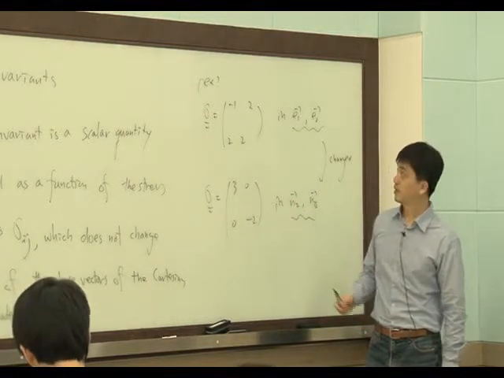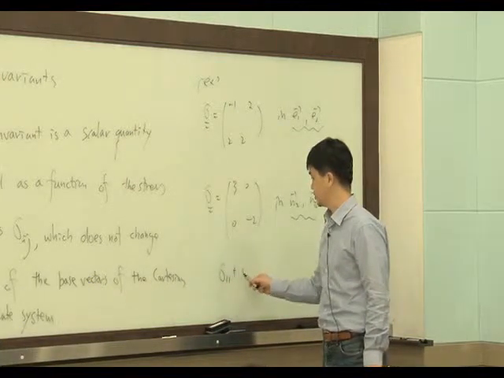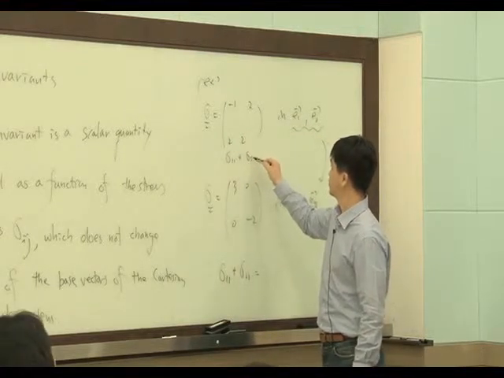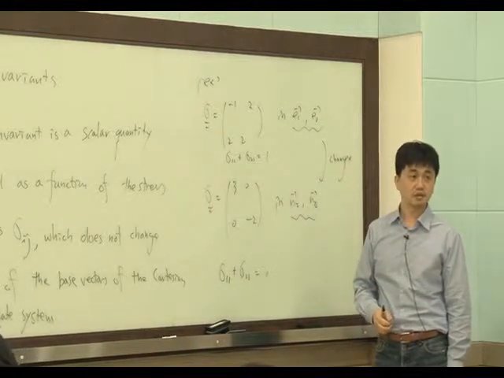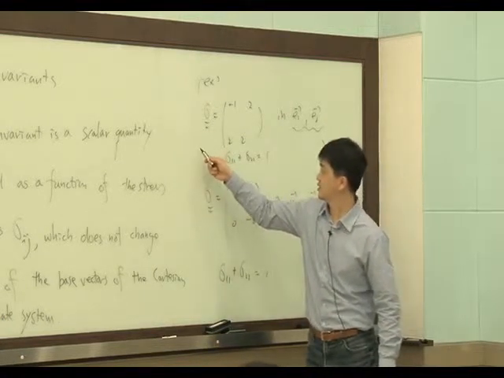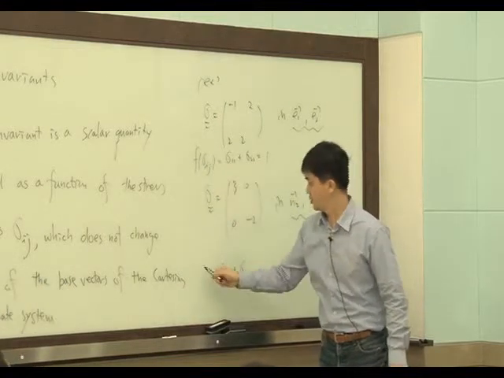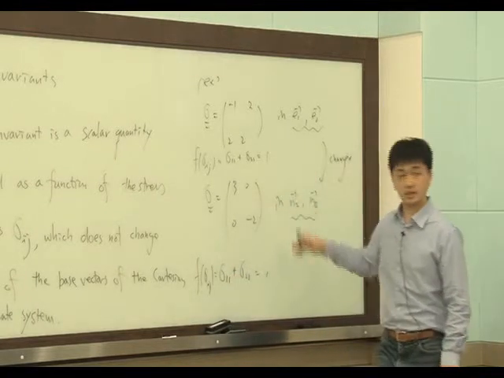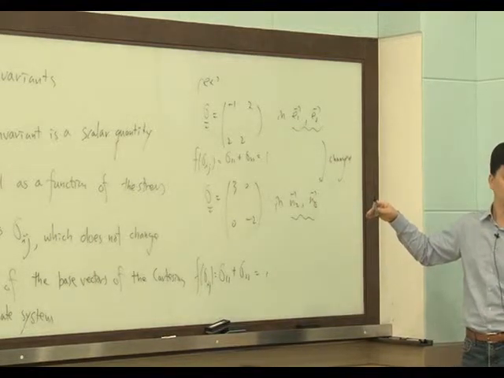But let's consider sigma 11 plus sigma 22. Here, sigma 11 plus sigma 22. What's this? 1. Here, 1. Doesn't change, right? This is invariant. So this is some function of sigma ij, and it doesn't change, right? This is a stress invariant. Amazing, right?